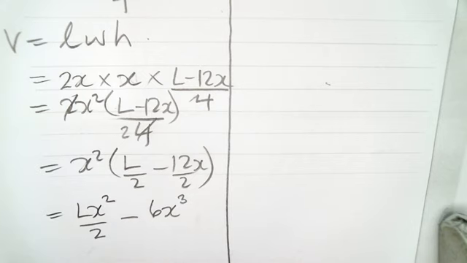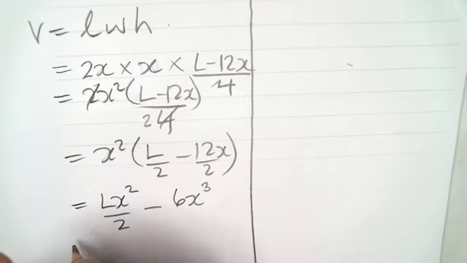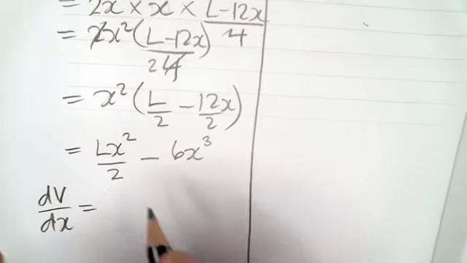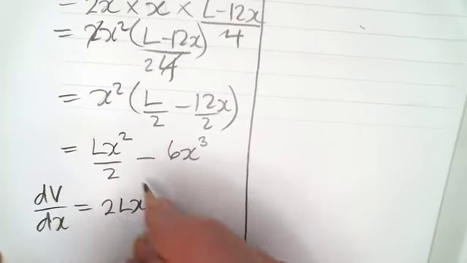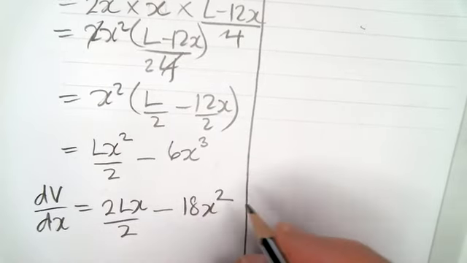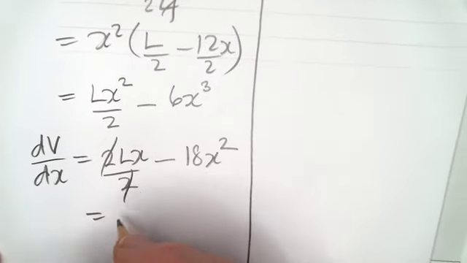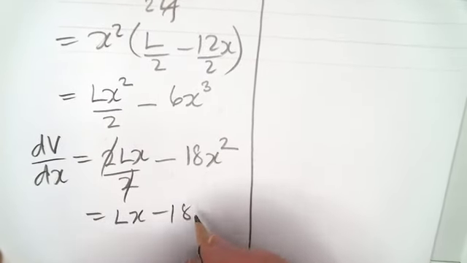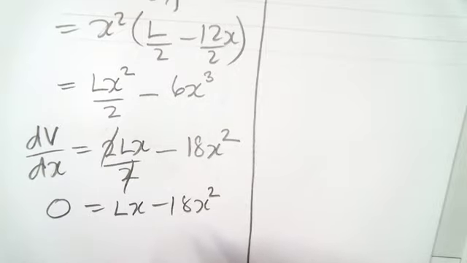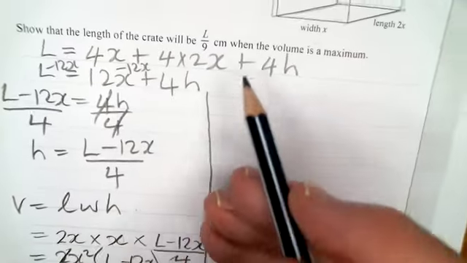Now let's go ahead and differentiate it. So if we differentiate volume with respect to x, that's going to be 2Lx on 2 minus 6 3s are 18x squared. Of course, 2 divided by 2 just leaves me with an Lx. So Lx minus 18x squared. And I'm going to make this whole thing equal to 0. We want it to be equal to 0, because we're going to find it when it's a maximum. So it doesn't help us all that much. We're looking at it, but we want to get to this equation here.